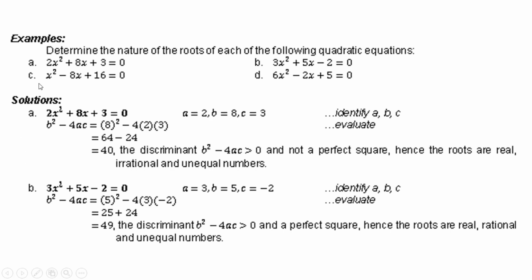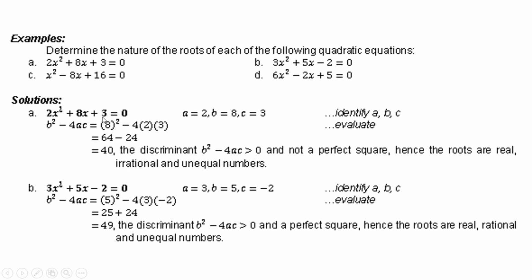Letters A, B, C, and D. Determine the nature of roots of each of the following quadratic equations. For letter A, 2x squared plus 8x plus 3 is equal to 0. First things first, let us identify the values of a, b, and c. The a in the given is 2, the b is 8, and the c is positive 3.